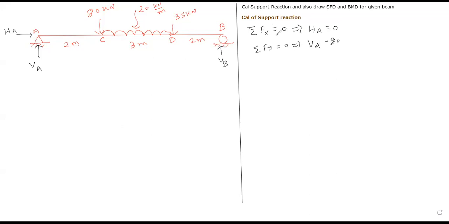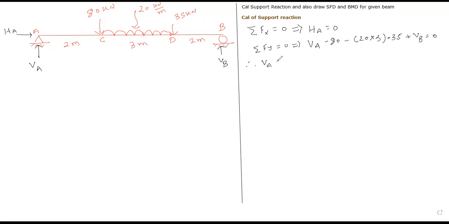Now we have to convert this uniformly distributed load into a point load. That is nothing but 20 into 3, where 3 is the length covered by the UDL. I hope it is clear to all. Minus 35 due to the point load, plus VB equal to 0. Please confirm. Therefore, we will get VA plus VB.